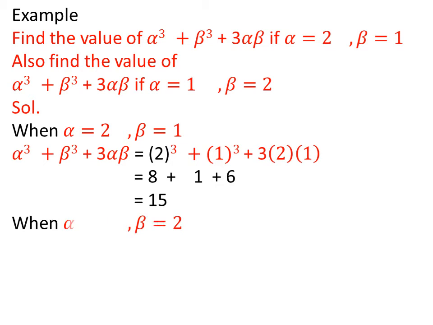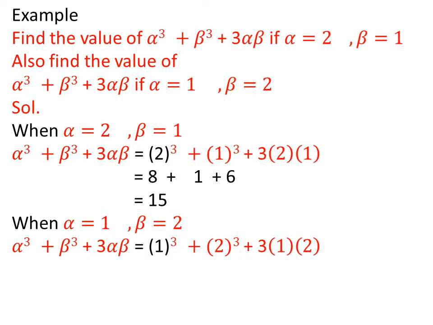Next we have to solve the same expression when alpha equal to 1 and beta equal to 2. Now we have to put the interchanged values of alpha and beta in this same expression. For this we can write alpha cube plus beta cube plus 3 alpha beta equal to 1 cube plus 2 cube plus 3 into 1 into 2. Here the value of alpha is 1 and the value of beta is 2. By solving these terms we can write 1 plus 8 plus 6 which is equal to 15.